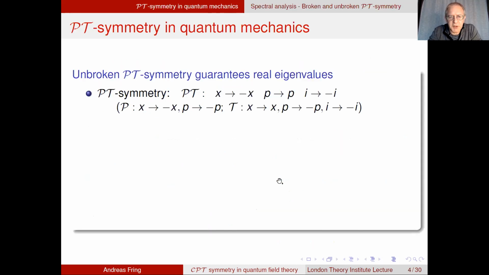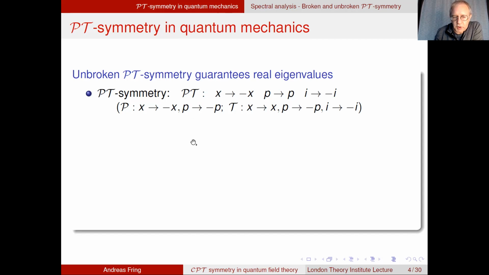So let's start with PT-symmetry in quantum mechanics. And here I just write down what a PT-symmetry is, just to give you an idea. It reflects the space, and it reflects also time. And on our key quantities in quantum mechanics, it will have the effect that the momentum, when you combine these two symmetries, just goes to itself.